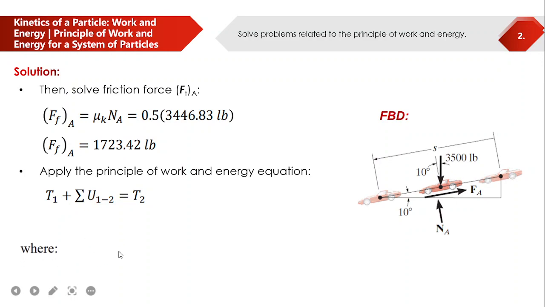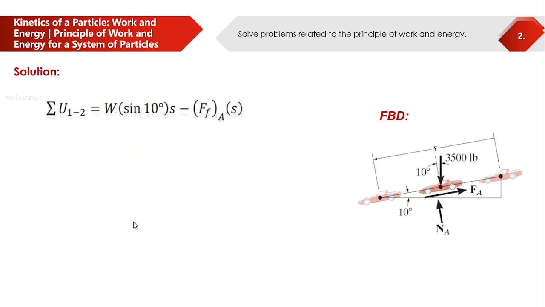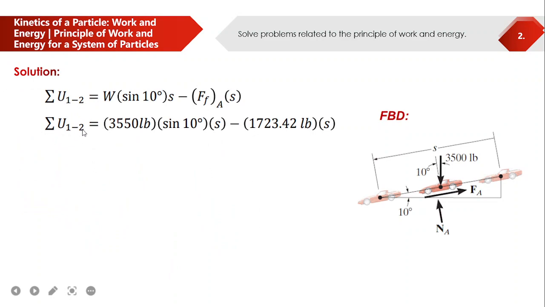So the summation of all the work done by all of the forces will be your weight and your friction, so that will be F sub F times S. Therefore, the summation of all the work will be equal to 3,500, your weight, times sine theta, which is 10 degrees, times S, minus 1,723.42 pounds times S. Therefore, the summation of the work done is equal to negative 1,106.97 S. Okay? This is unknown pa.